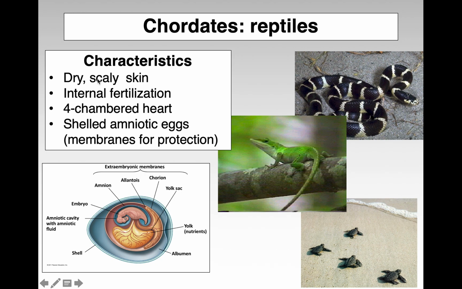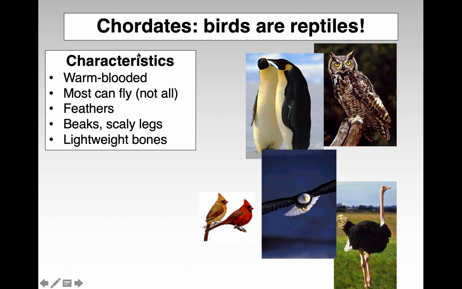The reptiles are next. These have a lot more adaptations for filling a lot of the ecological niches on land. They have dry and scaly skin. They have internal fertilization. They have a 4-chambered heart. A big adaptation was having a shelled amniotic egg, which allowed for protection and preventing desiccation or drying out of these eggs. The birds, don't forget that birds are also reptiles, which is a weird thing.